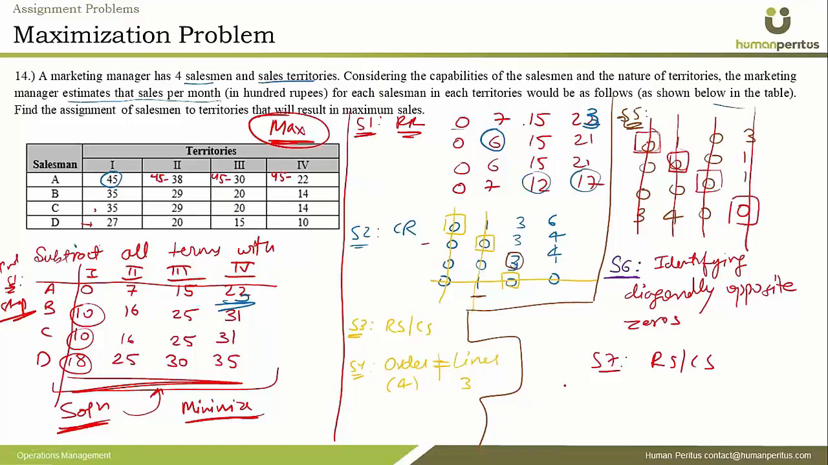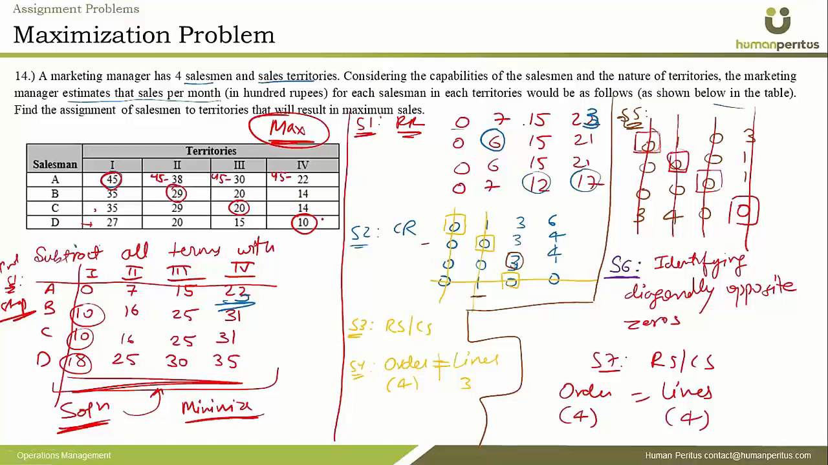Okay, so now again I will check with order and lines. Order of the matrix here is 4. Number of lines here is 4. So the optimal solution has been reached. Now I can assign A to the first territory, B to the second territory, C to the third territory, and D to the fourth territory.